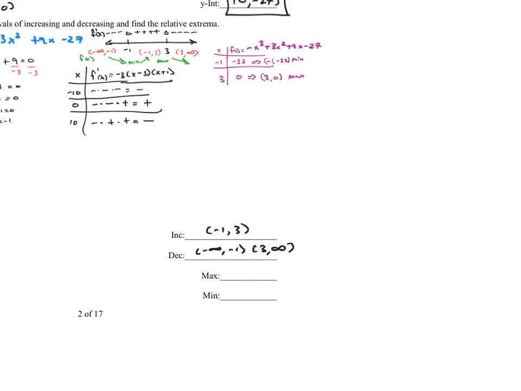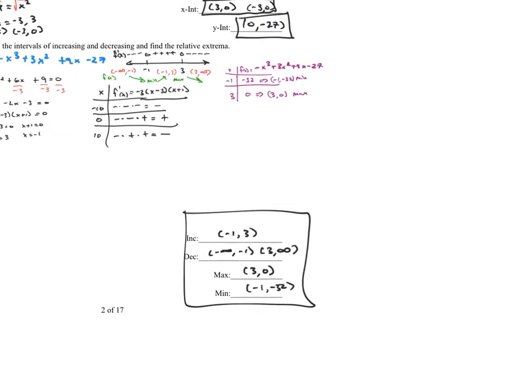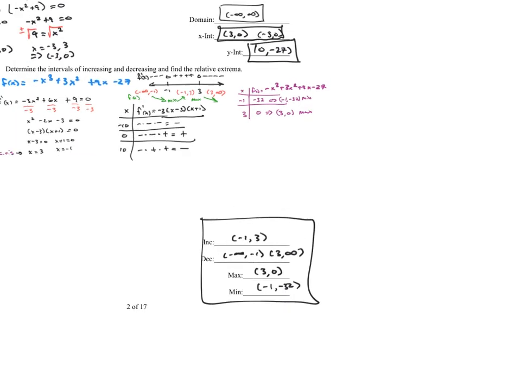Where did our maximum occur? Our maximum occurred at the point (3, 0). Where did our minimum occur? It occurred at the point (-1, -32). So there's all my information for my first derivative. Again, this is only step 2 of the process. I've analyzed the original function, I've analyzed the derivative. Let's continue on with this problem, and we're going to analyze the second derivative of the function.